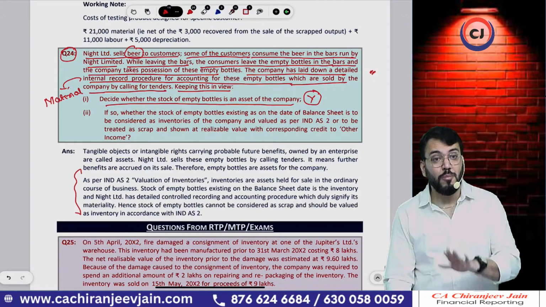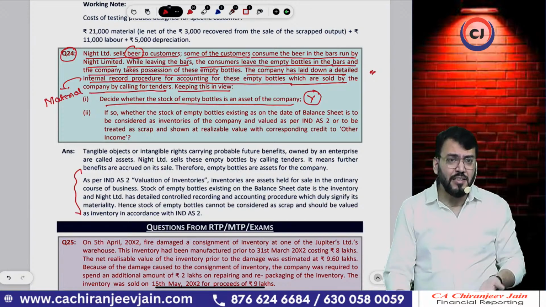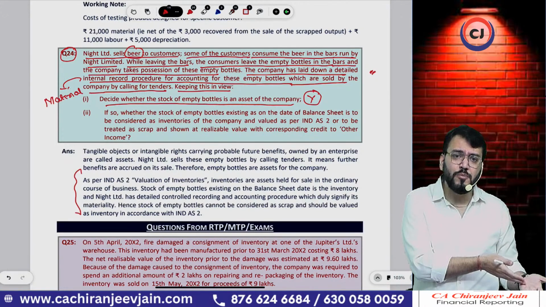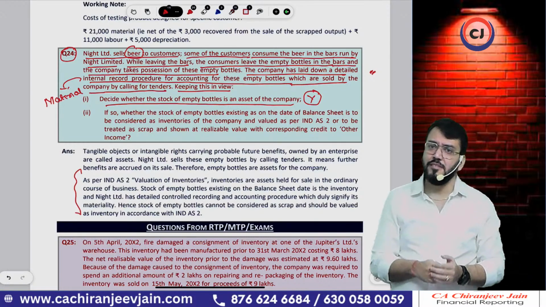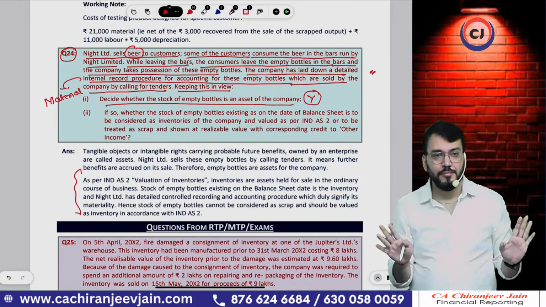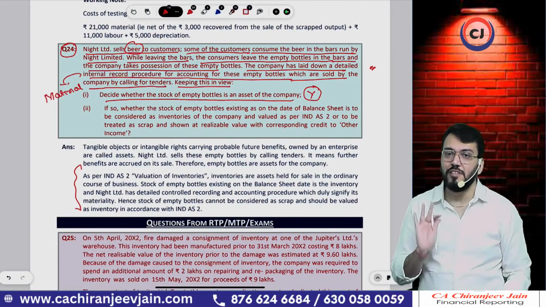Because this is also a question of ICAI, not in the new scheme but in the old scheme. And if they can ask this question in the RTP of CA Inter, why can't they ask the same question in CA Final? They can ask. Correct. One doubt will come. Hello sir, we have understood Ind AS 2 is applicable.